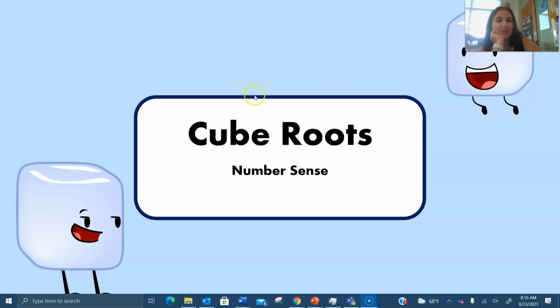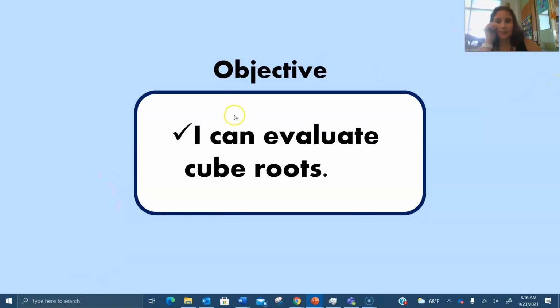In this video, we're going to talk about cube roots. So you'll see today there'll be a lot of little cube guys because we're going to be talking about numbers that are cubes. Objective: I can evaluate cube roots. Write it down.